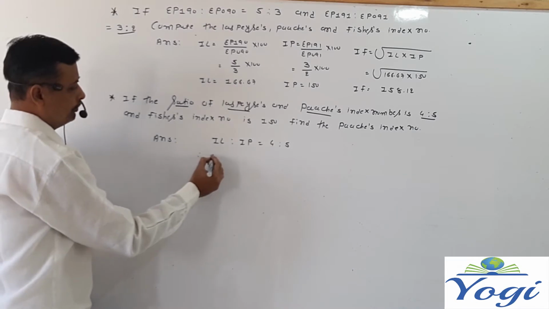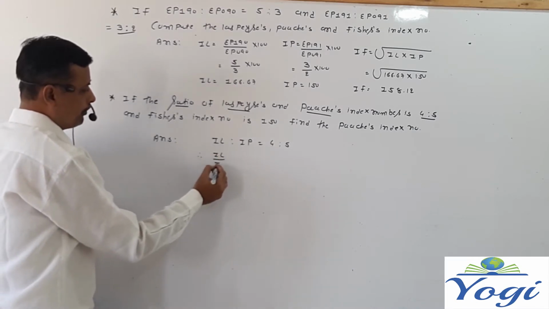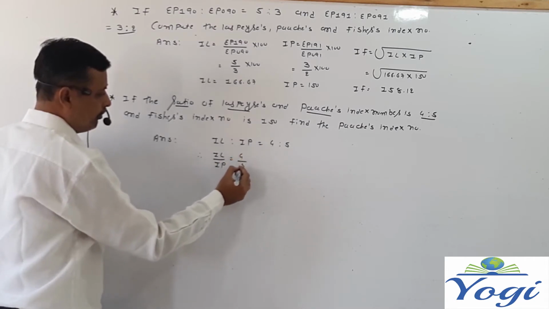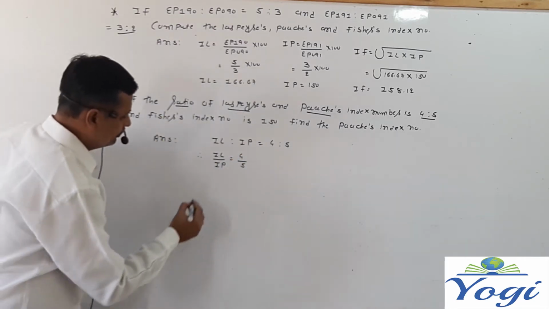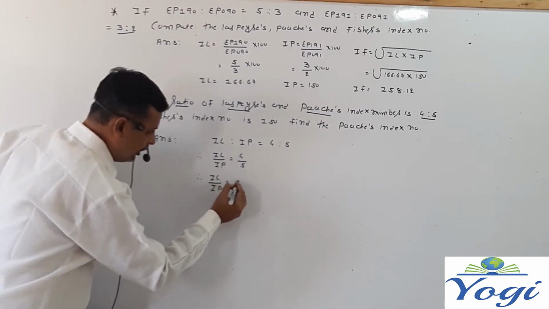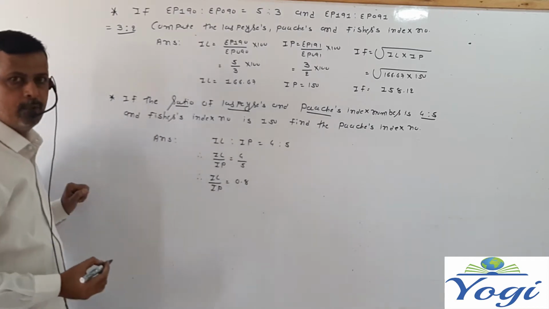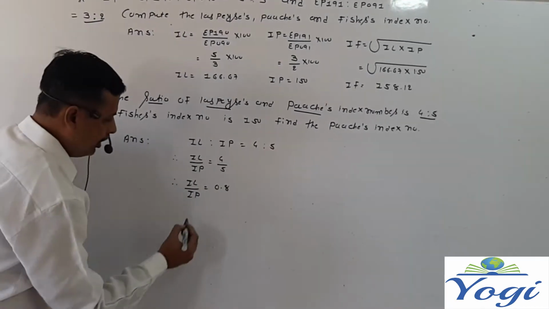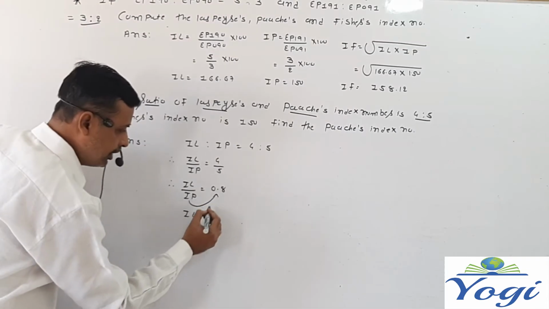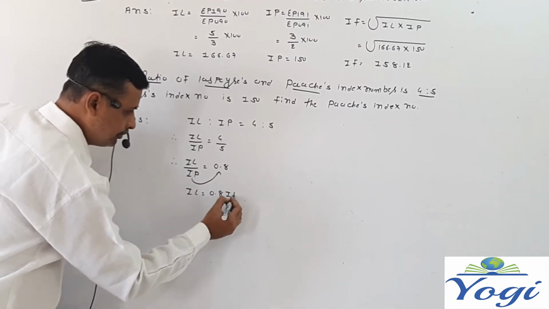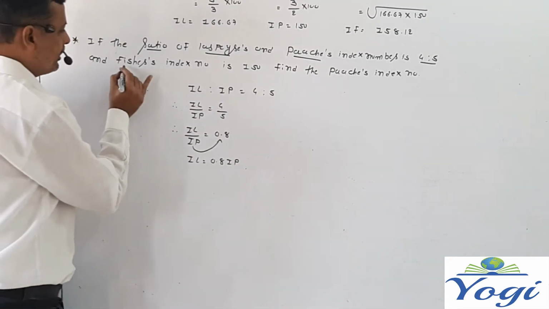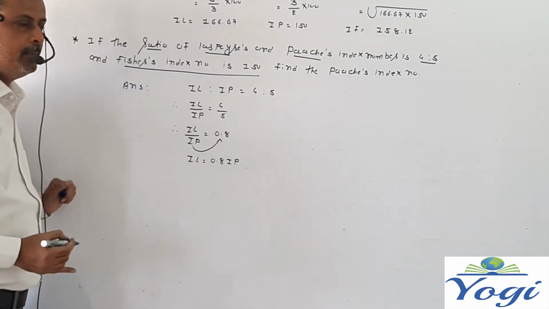So IL upon IP is equal to 4 is to 5. That is 4 upon 5. Now 4 divided by 5 is 0.8. Now here the relation is multiplying. IL is equal to 0.8 IP. Now here Fisher's index is clearly given as 150.